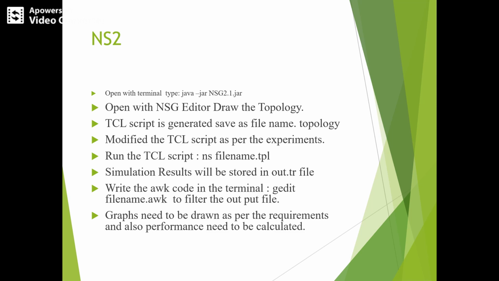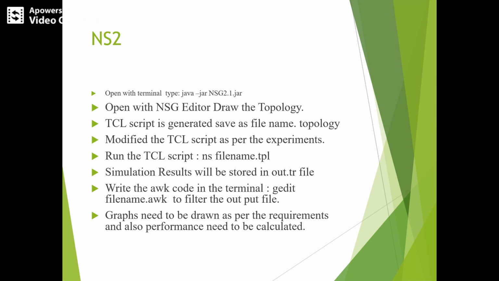Then we need to modify the TCL script as per our experiment, where we need to vary the bandwidth or set the queue size, whatever is required. Then run the TCL script by using ns with the file name dot tcl. The simulation result will be stored in out.tr. The output file will have all the trace of the simulation.